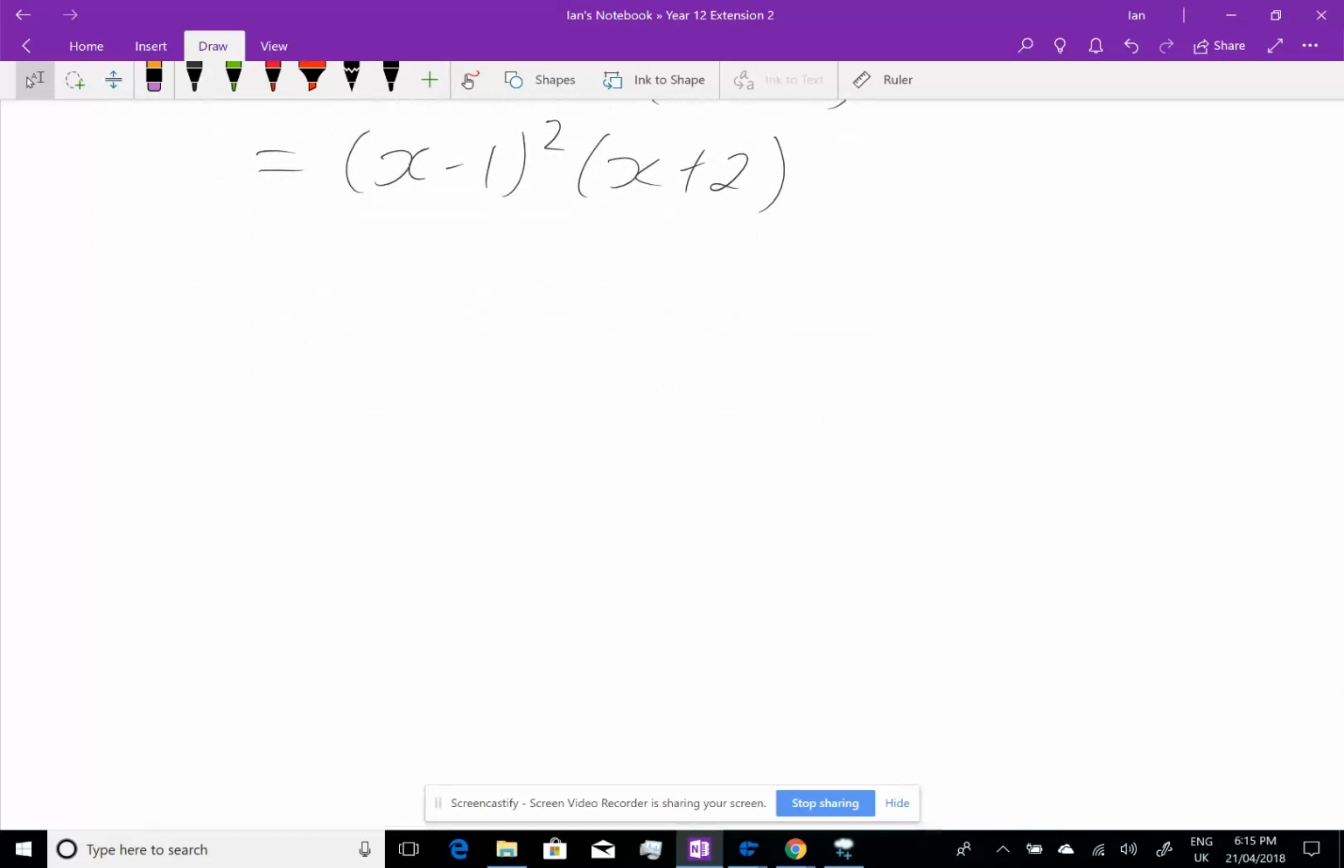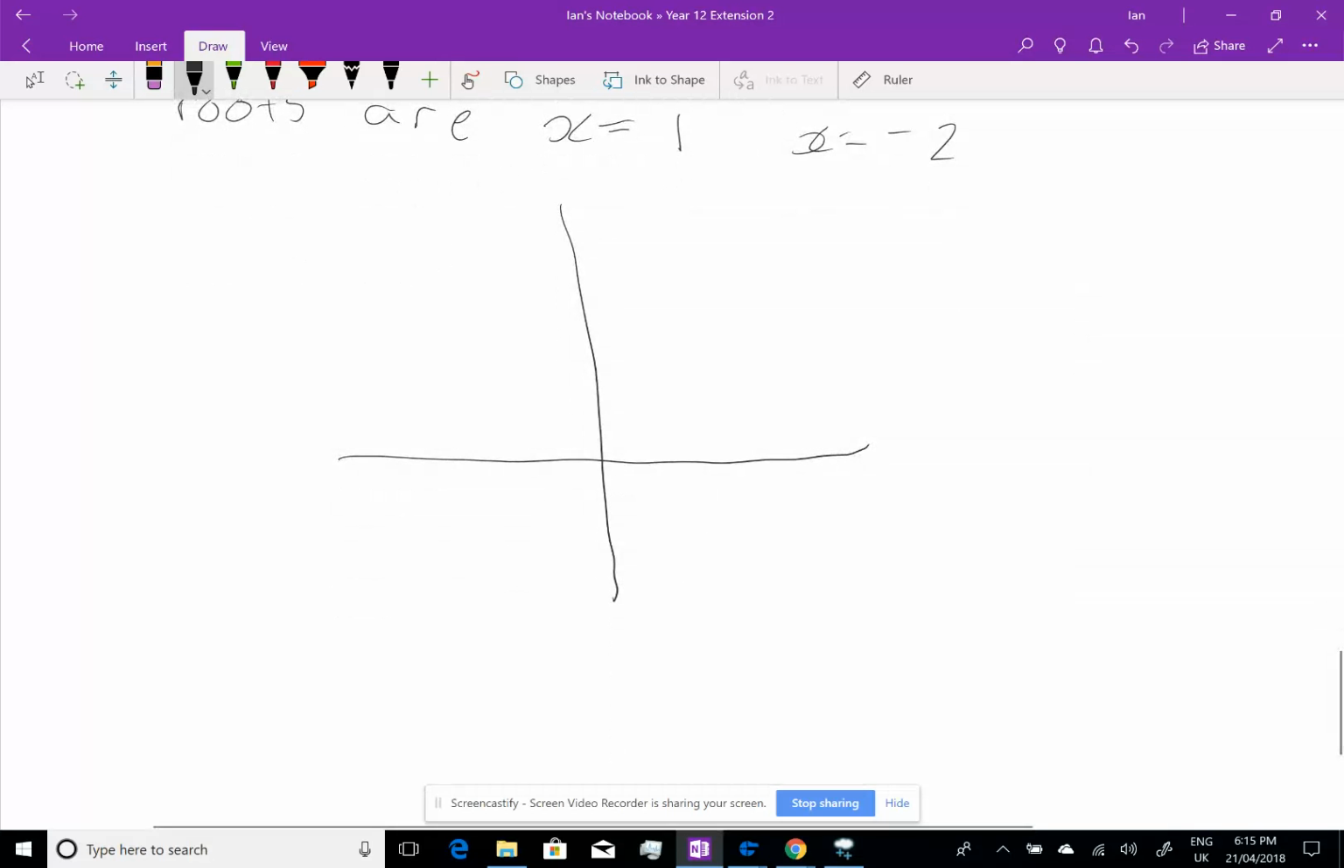But what does this mean? Okay, let's have a look at this even a little bit further. So remember we had to solve it. We've now solved it. So the roots are x equals 1 and x equals minus 2. And now for a little bit more joy, let's have a look at what this is. So we have negative 2 and 1.